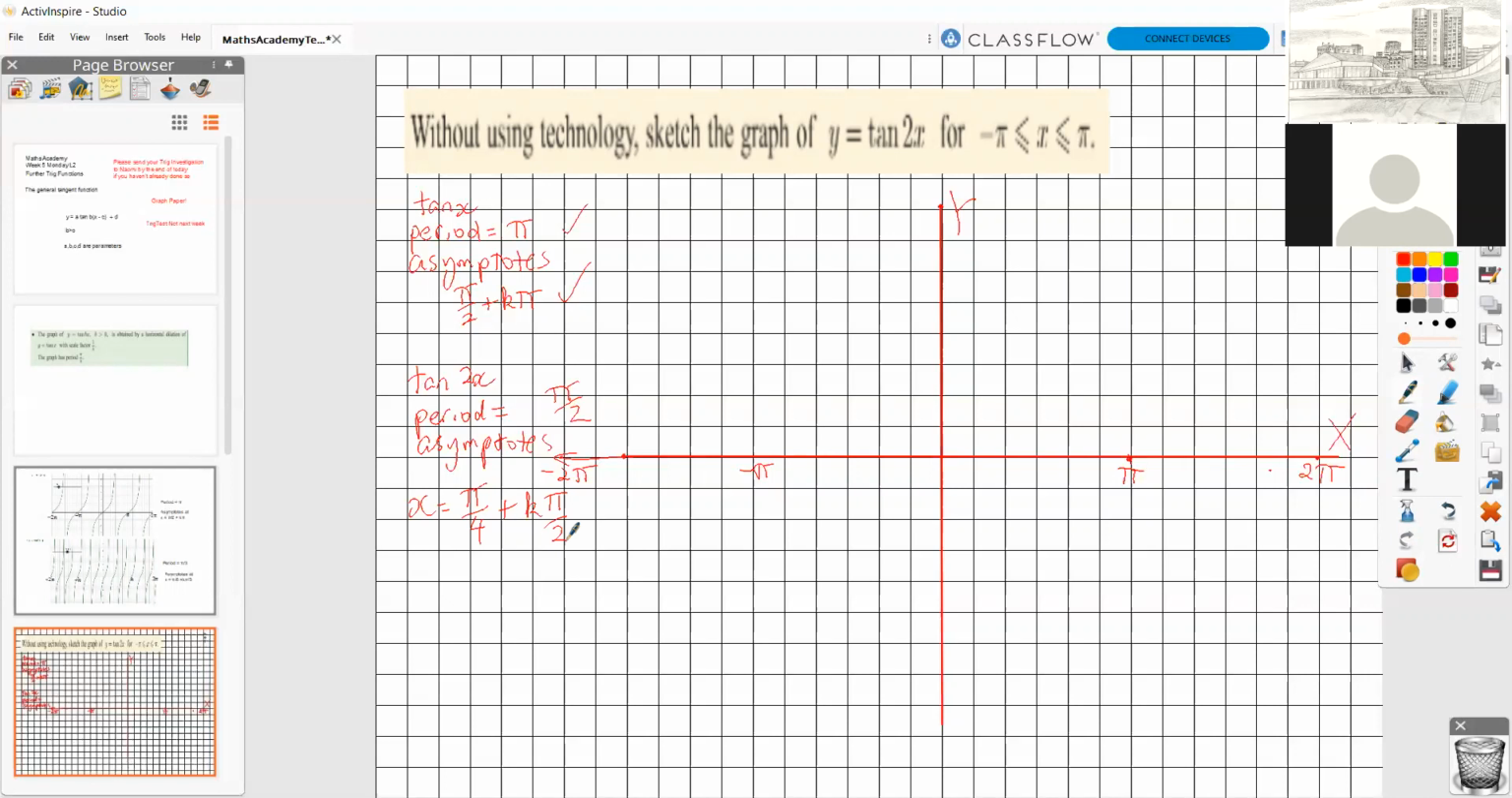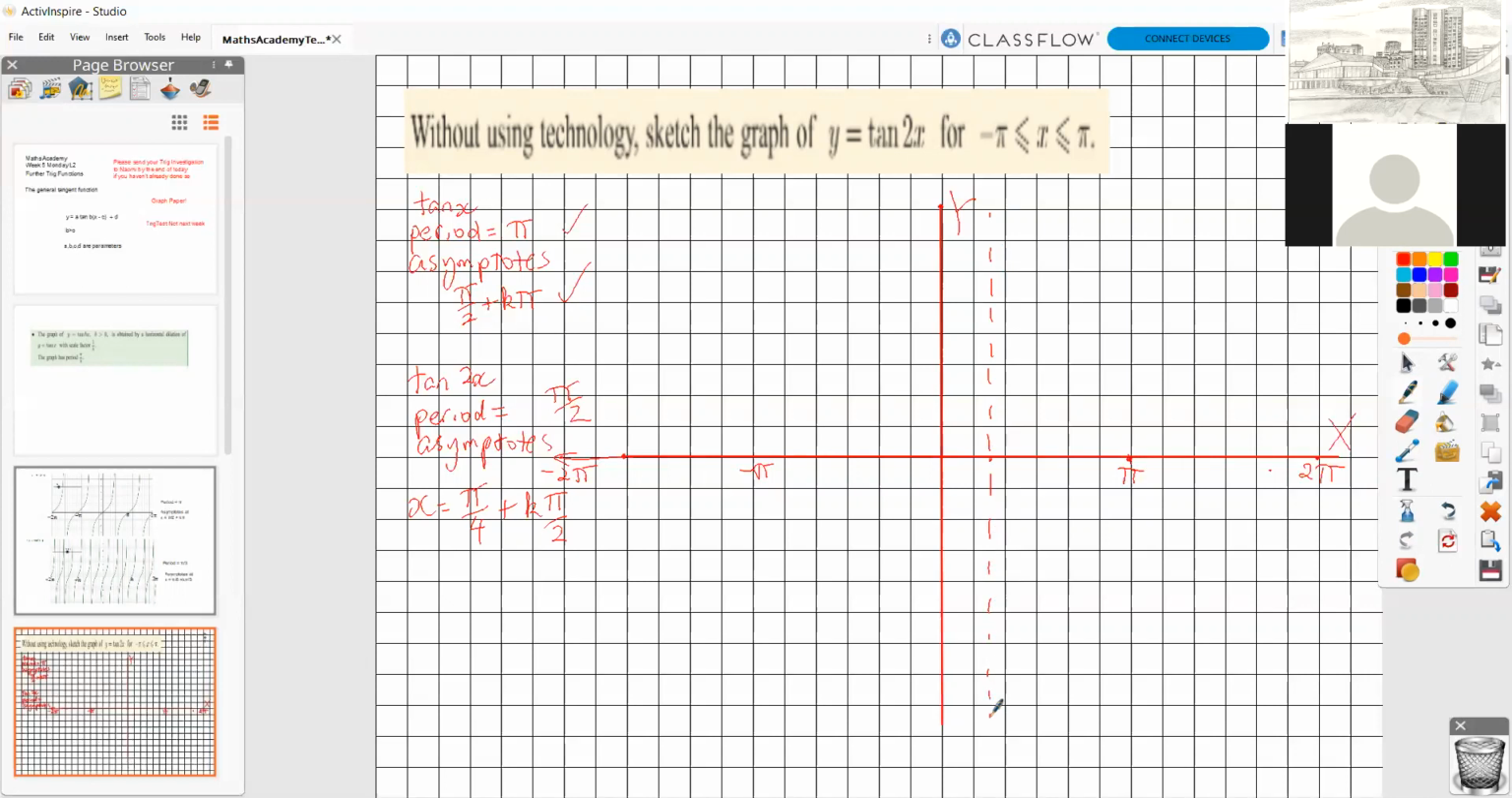So the first one is at pi on 4. Pi on 4 is 1.5 squares, right? This is pi on 2. Pi on 4 is here. So I draw in that asymptote. Always in these, draw your asymptotes first.